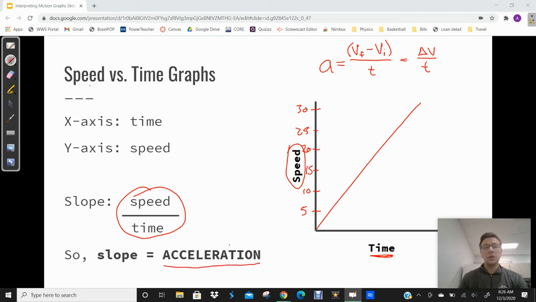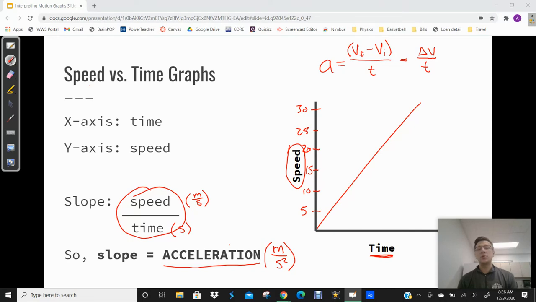Now, again, I want to look at units here. Units for speed are meters over a second, and then units for time are seconds. So when you do meters over a second divided by seconds, you're going to end up with the units for acceleration, which is a meter over seconds squared. Okay, so meters per second squared are the units for acceleration.